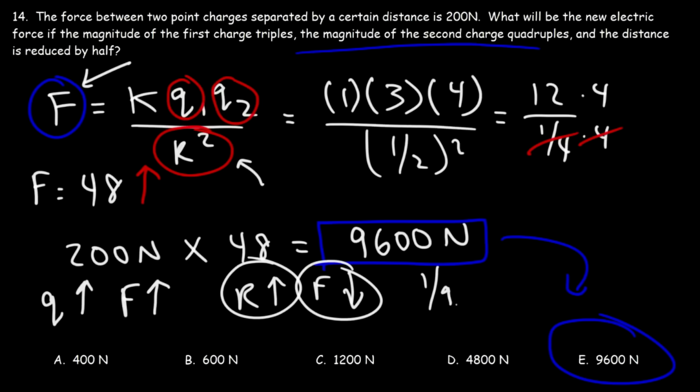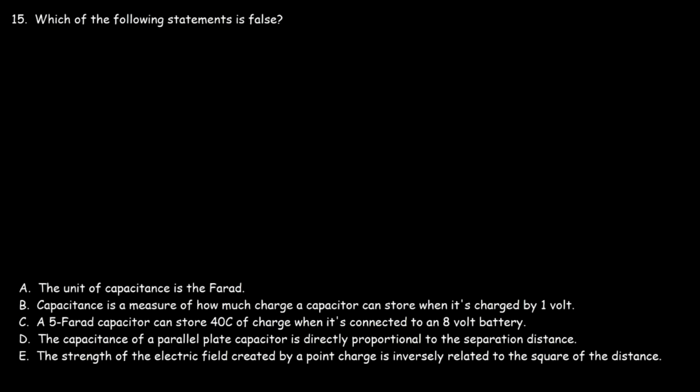So you need to be able to answer questions like that given a formula. Number 15. Which of the following statements is false? A, the unit of capacitance is the farad. So that is a true statement. That's just something you need to note. B, capacitance is a measure of how much charge a capacitor can store when it's charged by 1 volt. Would you say that's true or false? It sounds true, and it turns out that it is.